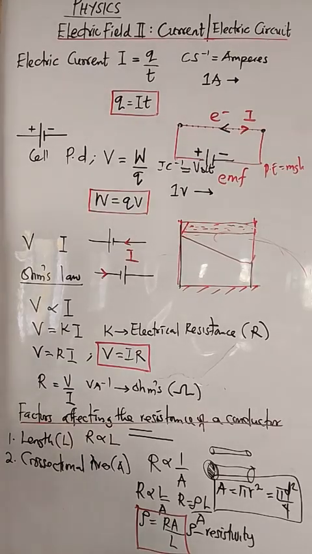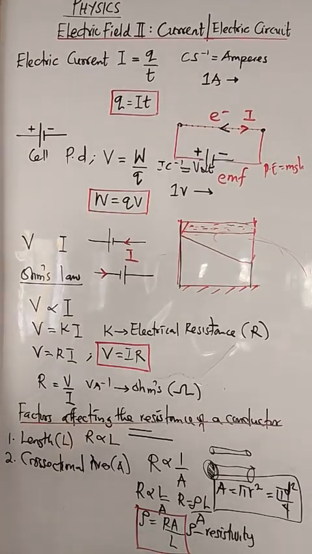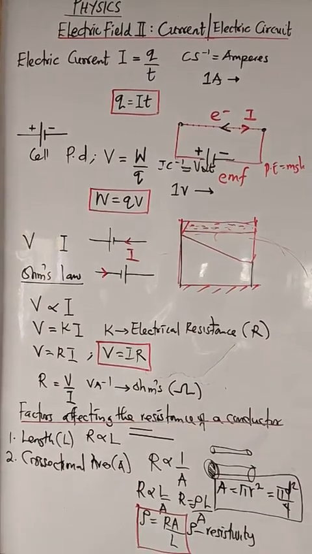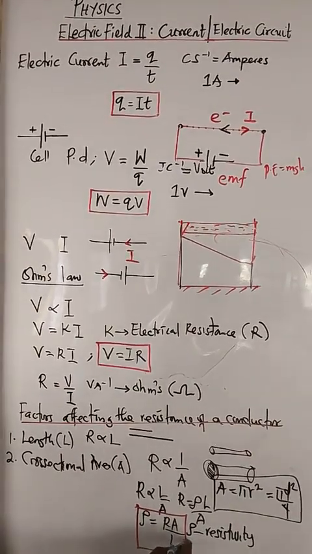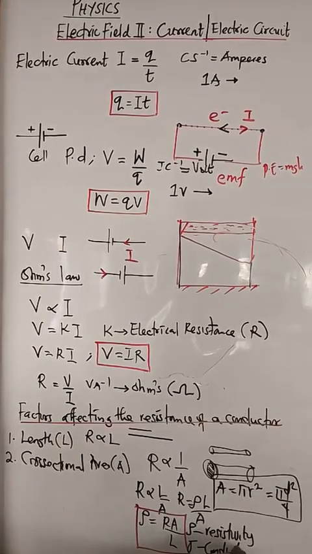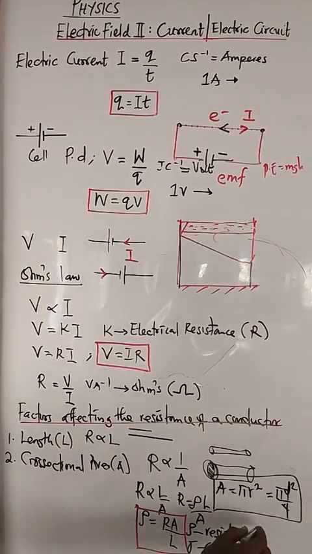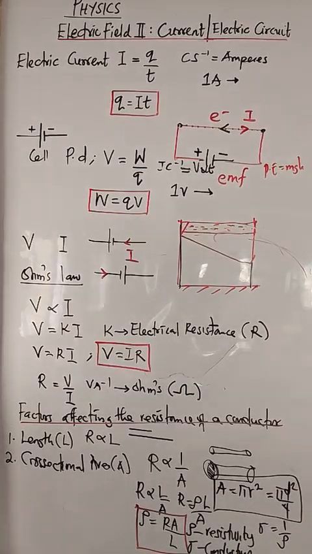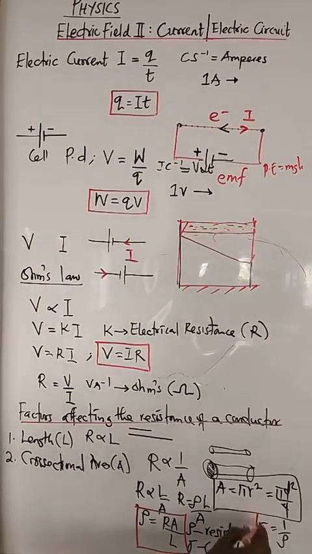The inverse of resistivity is what we call conductivity. So conductivity, this symbol, is called conductivity. They are inverses: conductivity is the reciprocal of resistivity, inverse of each other.